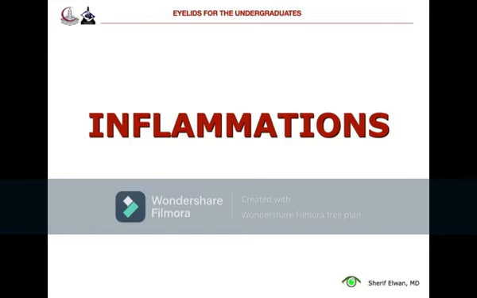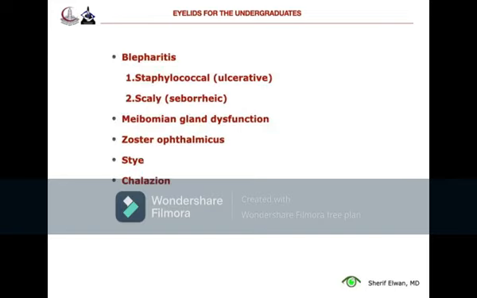First of all, is inflammations of the eyelids, and these include the following headings you see in front of you. First of which is blepharitis, then meibomian gland dysfunction, herpes zoster ophthalmicus, stye, and chalazion.